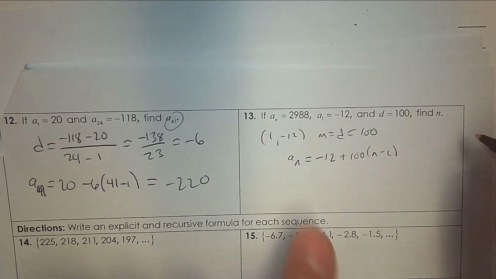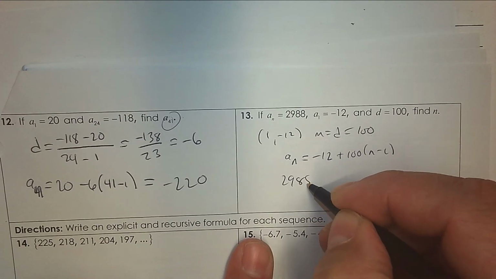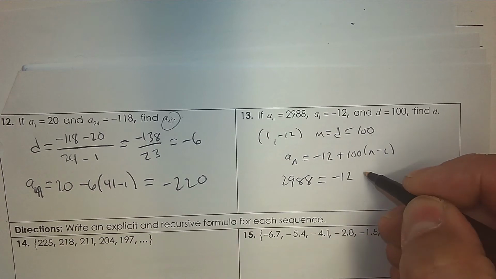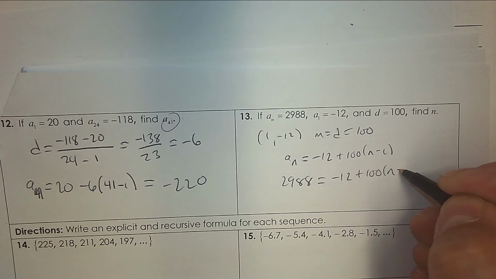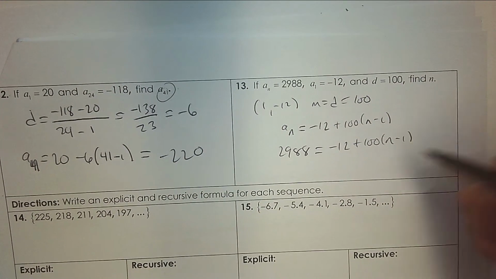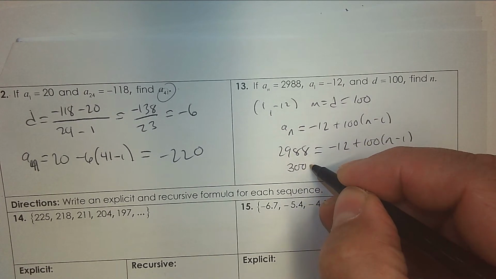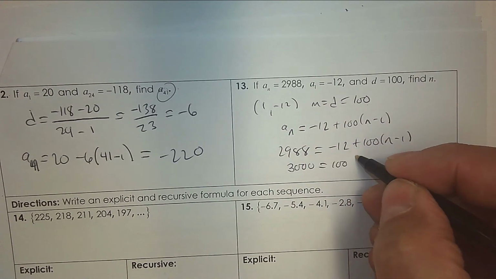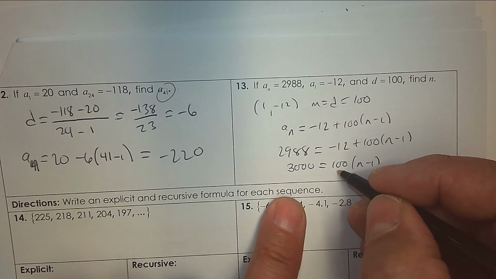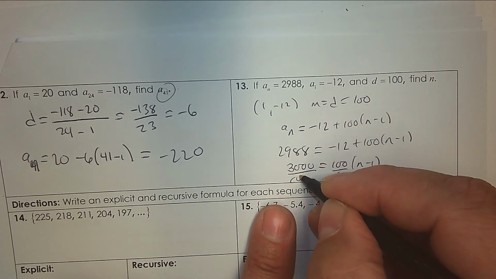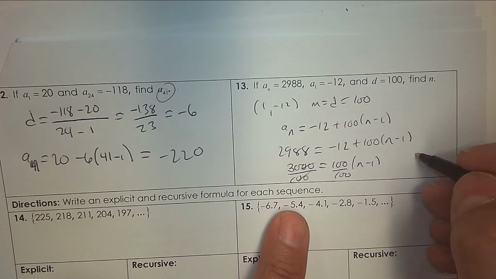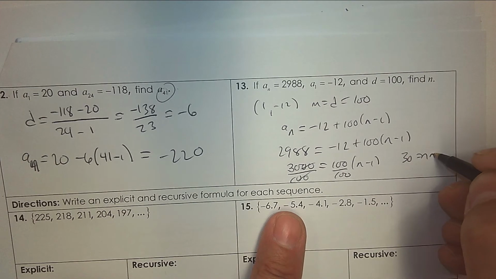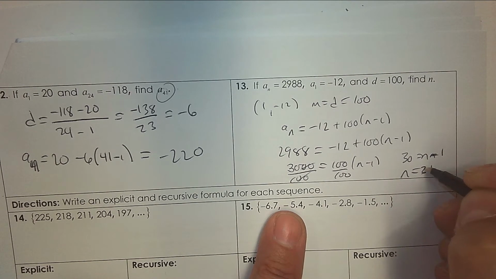It says AN is 2,980, so there it is. And then I'm just solving for n like a linear equation. So I'd add 12 to the other side. I'd divide by 100, which is easy. Just take away the zeros, so I get 30. And then add 1. So the 31st term is that.